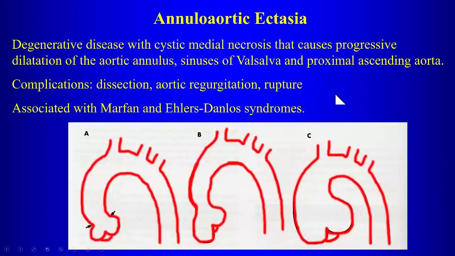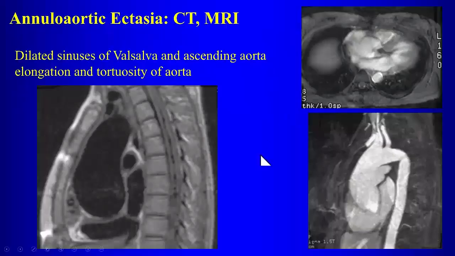So annulo-aortic ectasia, cystic medial necrosis causes progressive dilatation of the aorta extending down to the aortic annulus and proximal aorta. Complications: dissection, aortic regurgitation, rupture. So here's the sinotubular junction, and with annulo-aortic ectasia, you get dilatation of all of the sinuses of Valsalva, as opposed to just one sinus of Valsalva. So this can be associated with Marfan's and Ehlers-Danlos syndrome.